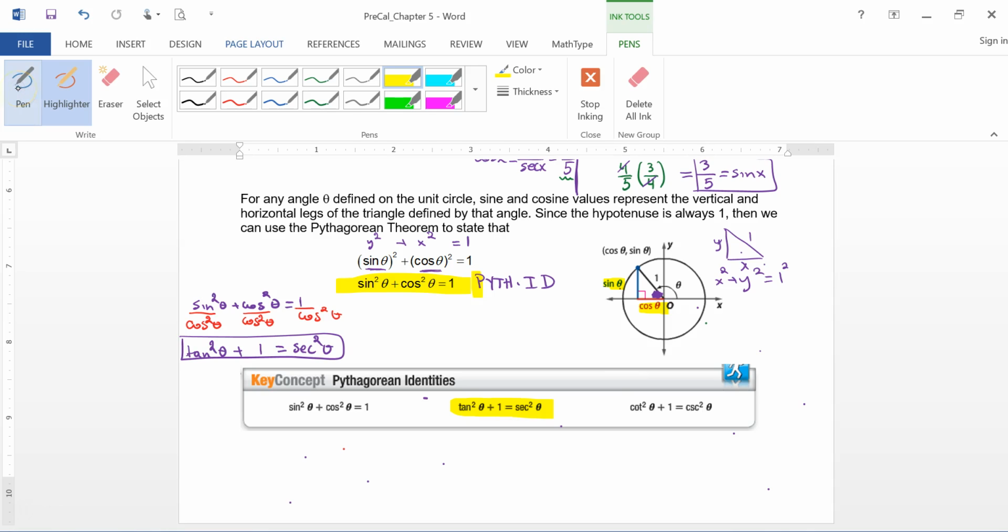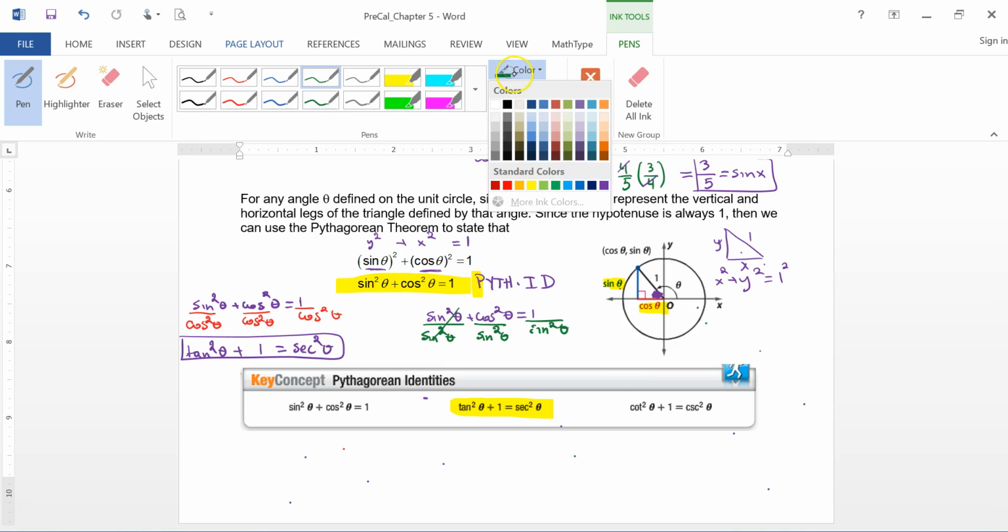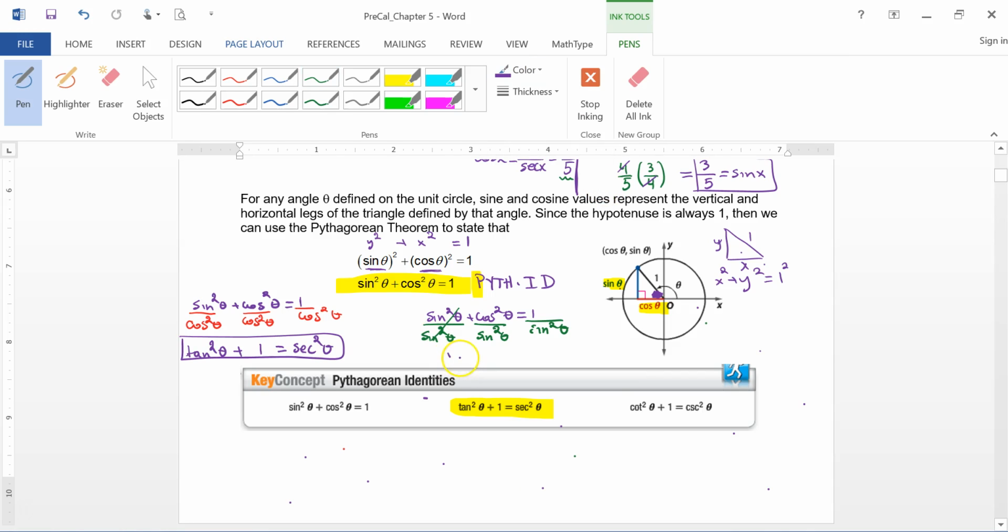Now, I'm going to take the first one again, this time I want to divide it through by sine squared theta. Sine squared over sine squared goes away. You get 1 plus, what's cosine squared over sine squared? Cotangent squared theta equals 1 over sine squared, cosecant squared theta. That gives you the third.